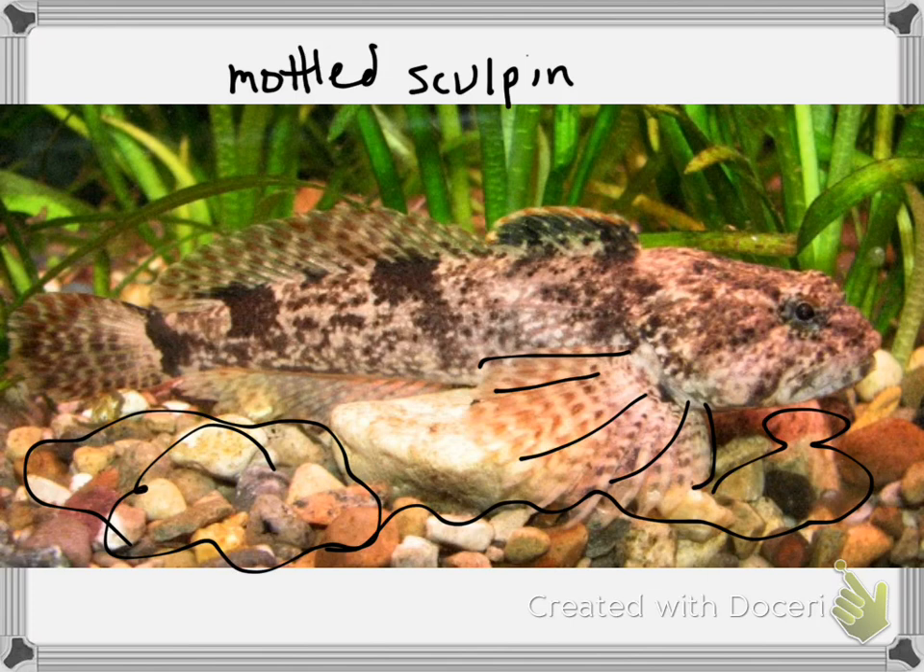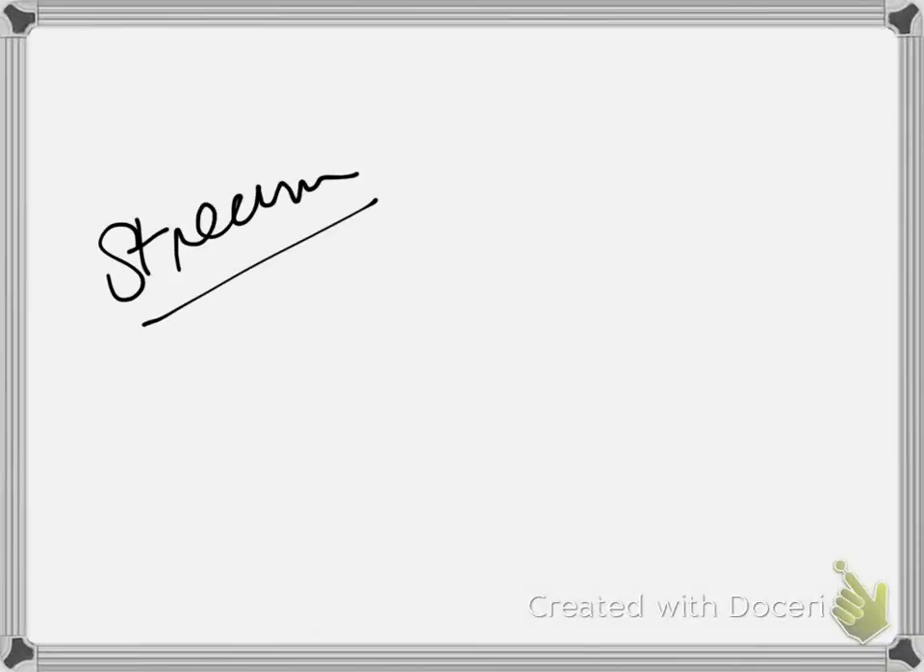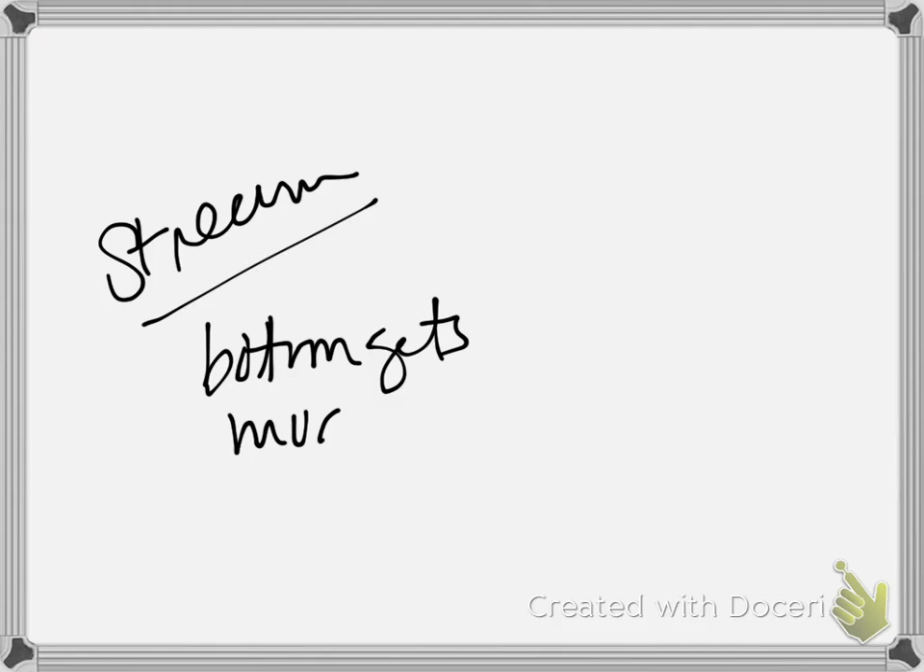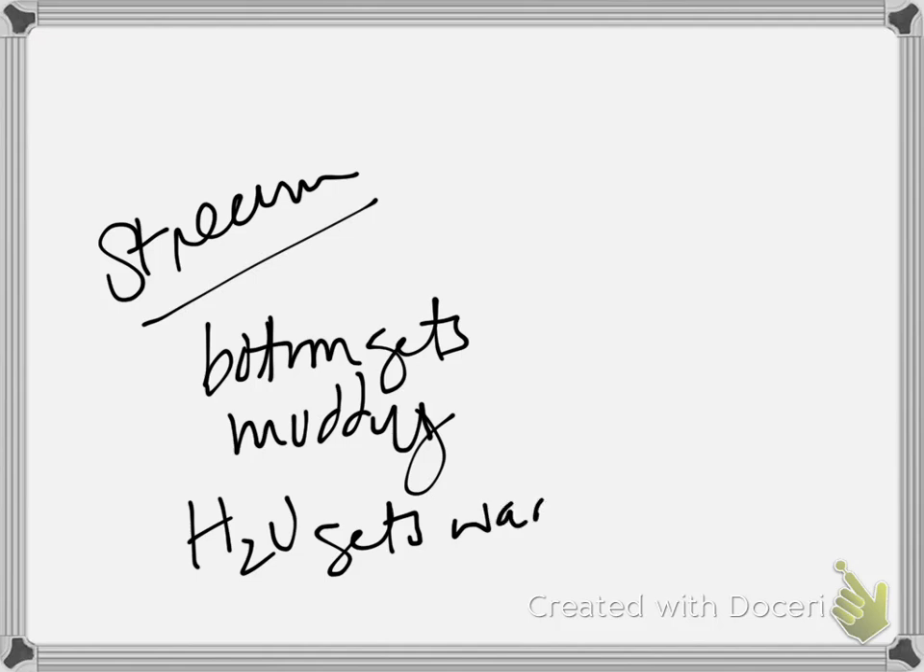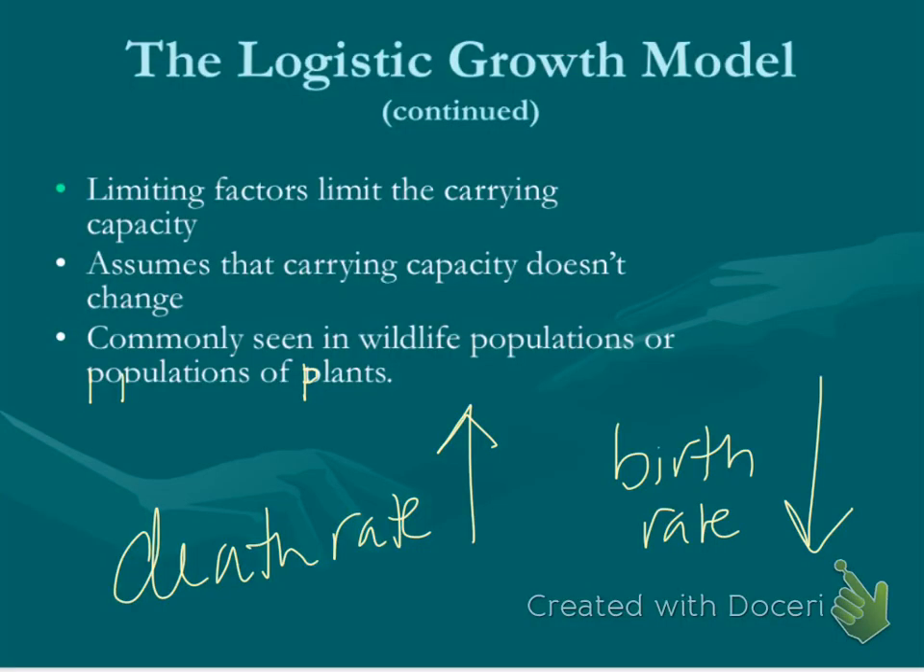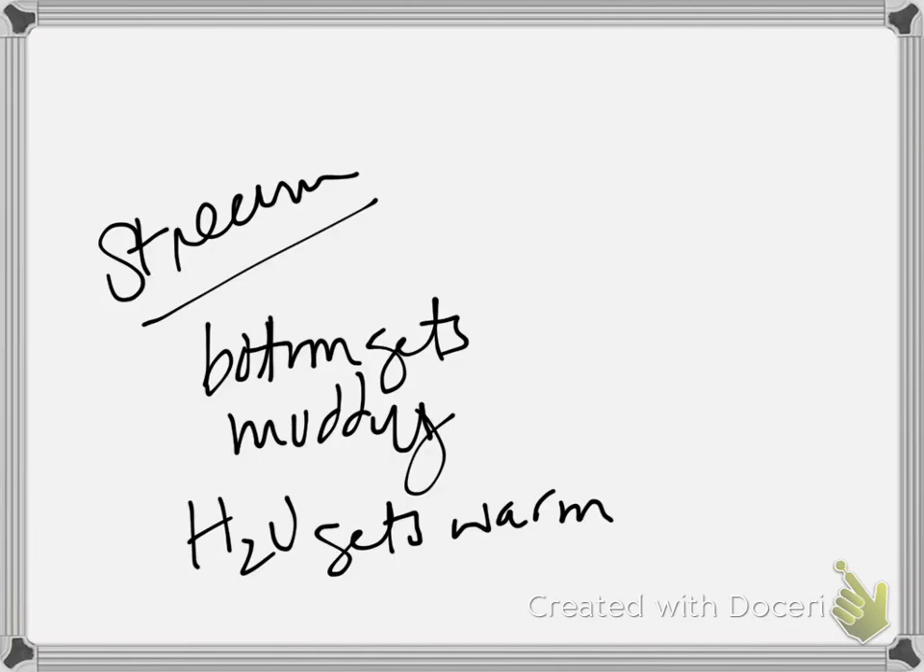So what happens to mottled sculpins in a stream where the bottom gets muddy and the water gets warm? They die. So the limiting factors here would be habitat. And this would actually probably operate on two things. So we said you can have the birth rate go down or the death rate go up. If a stream that sculpins were in changed like that, probably both would happen.